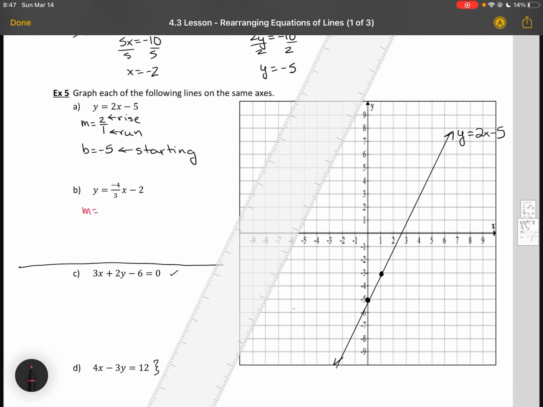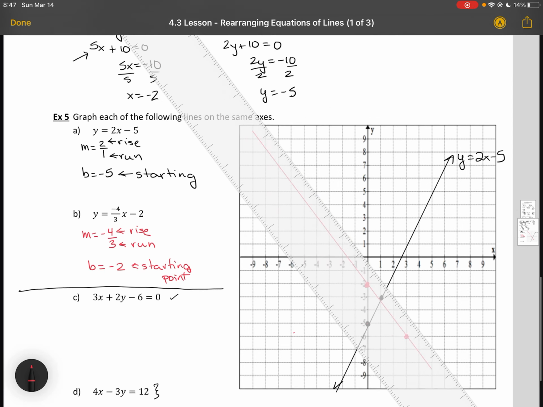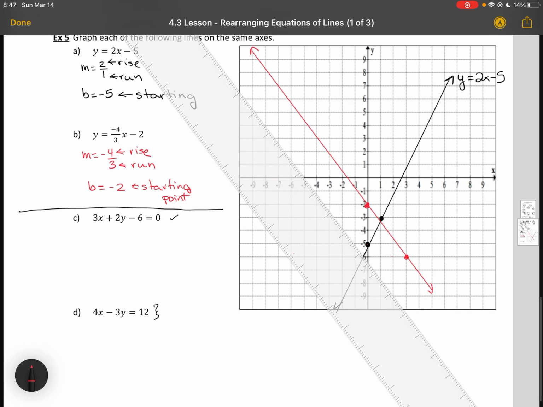So here my slope is the number in front of the x. Note that I have a negative rise this time. And my y-intercept is minus 2, which is my starting point. So I'll put that point on here, minus 2. My rise is negative, so I'm going to go down 4 and over 3. And then I can connect those dots all the way across my graph, arrows on the end, and then I can label my equation.